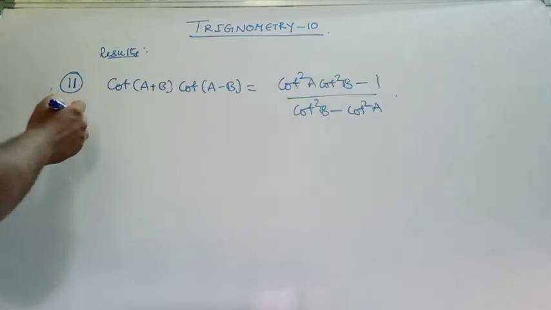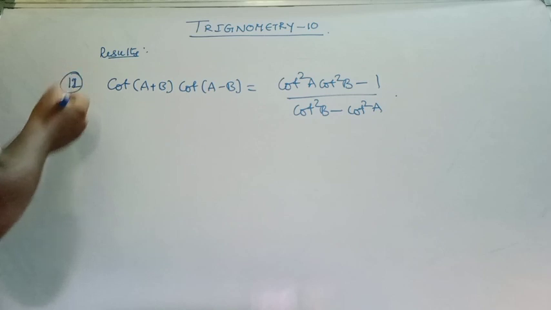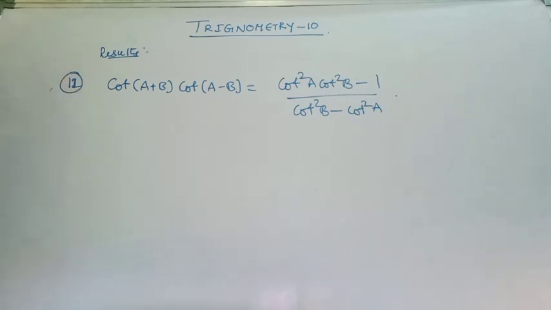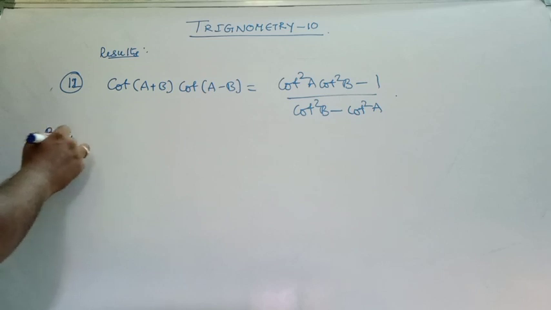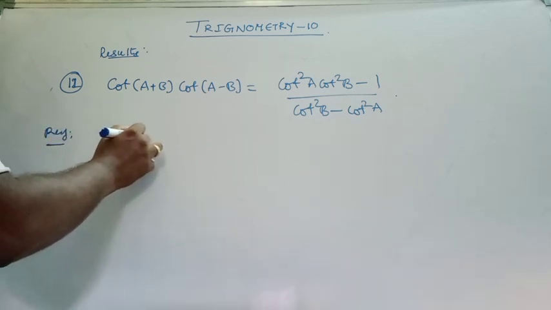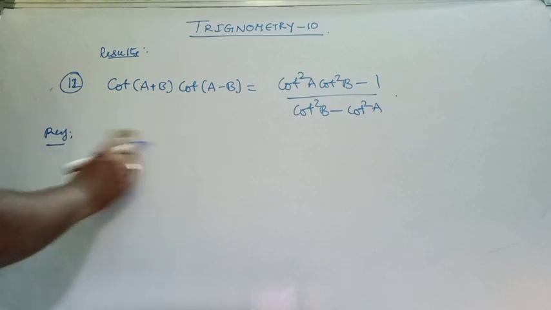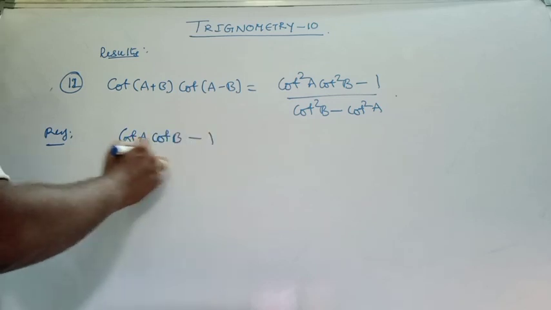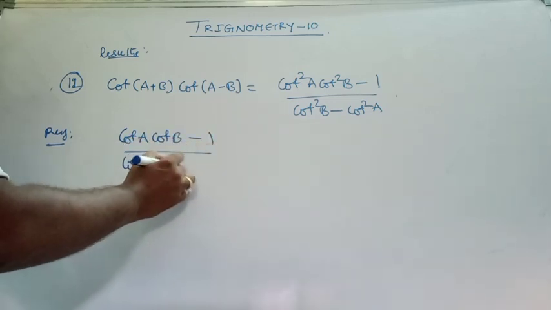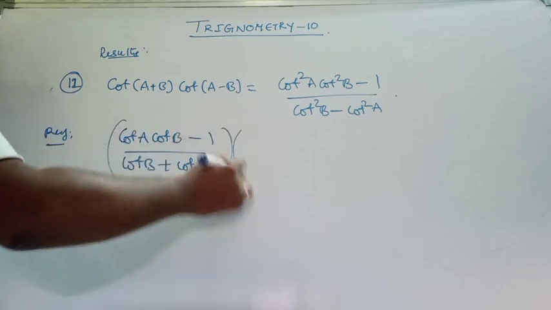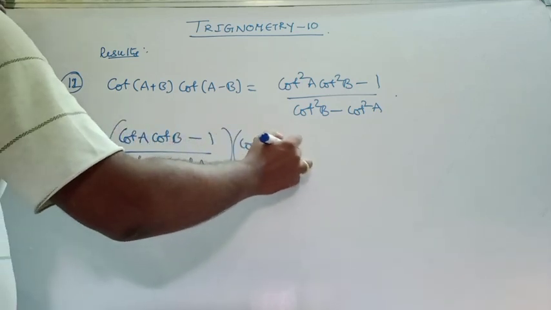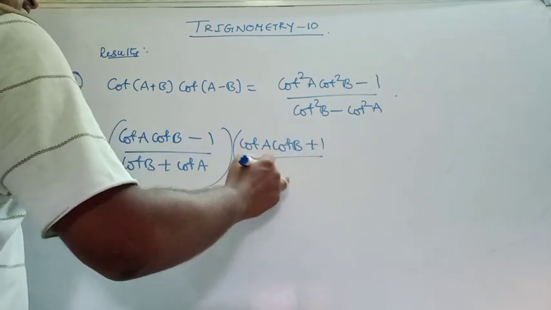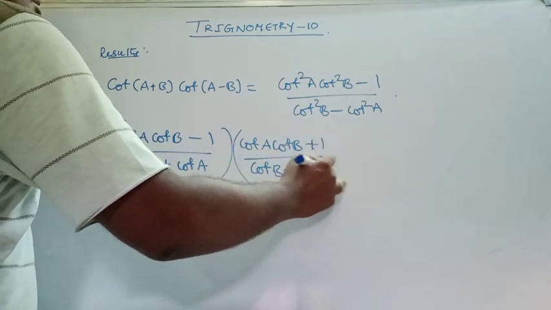Now next one, the 12th result. We have cot A plus B into cot A minus B is equal to cot square A cot square B minus 1 by cot square B minus cot square A. How are we going to do this also? You see, my dear students, the left hand side you write in cot A plus B form. Only now we derived this: cot A plus B is cot A cot B minus 1 by cot B plus cot A, right? Into cot A minus B, which is nothing but cot A cot B plus 1 by cot B minus cot A, like this, right?